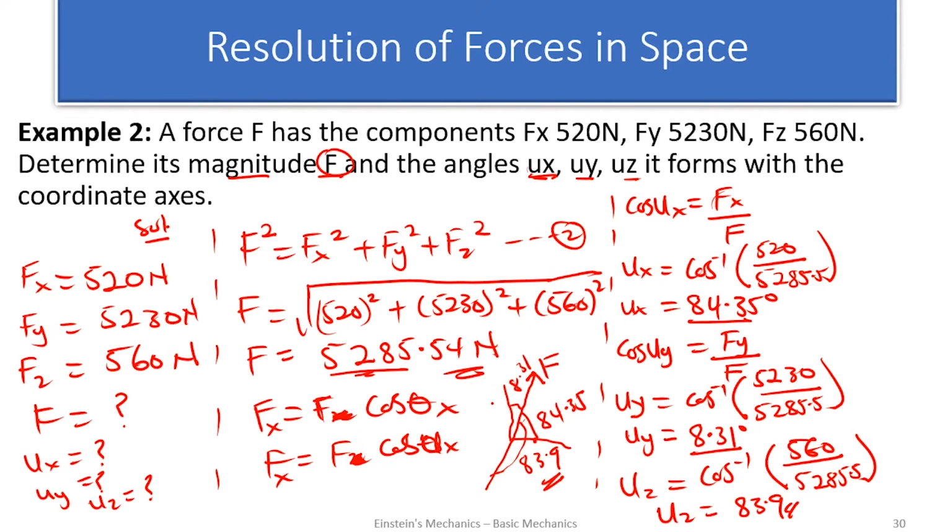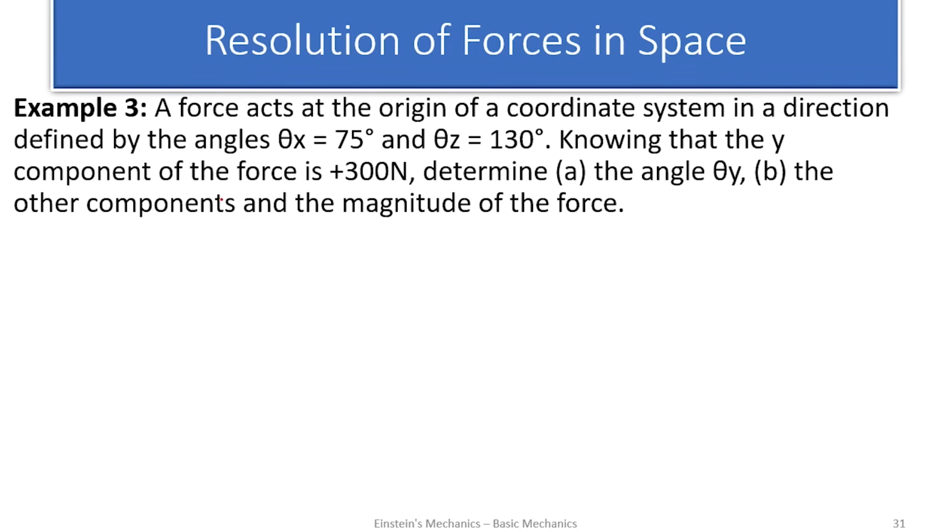Now the third example. A force acts at the origin of a coordinate system in a direction defined by the angles. So our theta x is 75, theta z is 130. Knowing that the y component of the force is 300 positive, determine the angle theta y and the other components and the magnitude of the force. That's quite interesting. So solution.